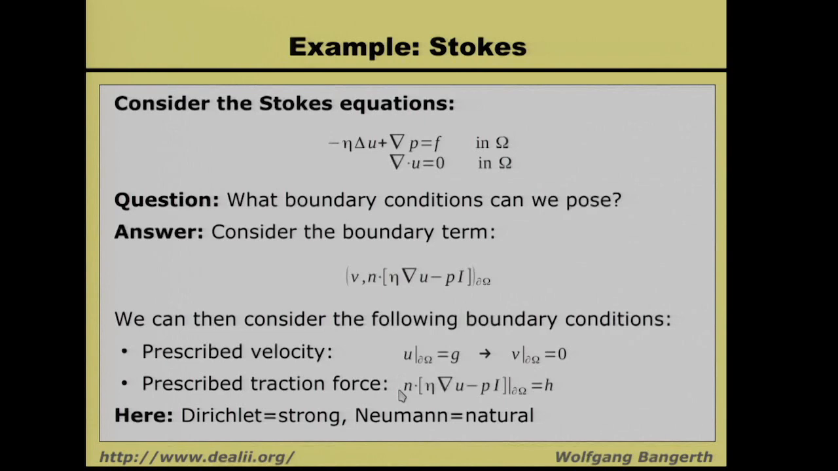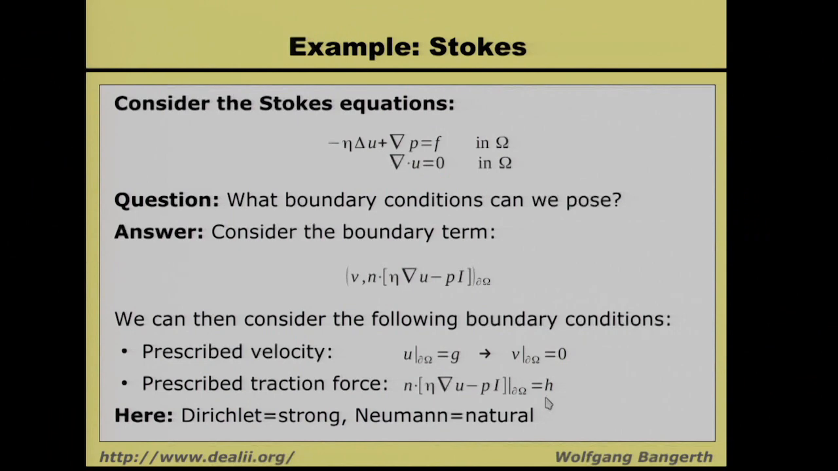The alternative would be that I prescribe not what happens with this term, but what happens with this part of the boundary integral, namely n dot (eta grad u minus p times the identity matrix) equals something. That would be what we call a traction force. Think of my fluid as maybe an ocean or a bathtub, with an airflow going across it, so you have a friction at the top of the surface. That's a traction. It pulls the fluid along.